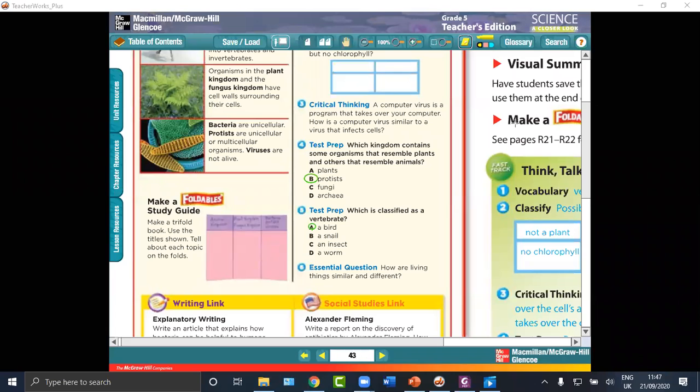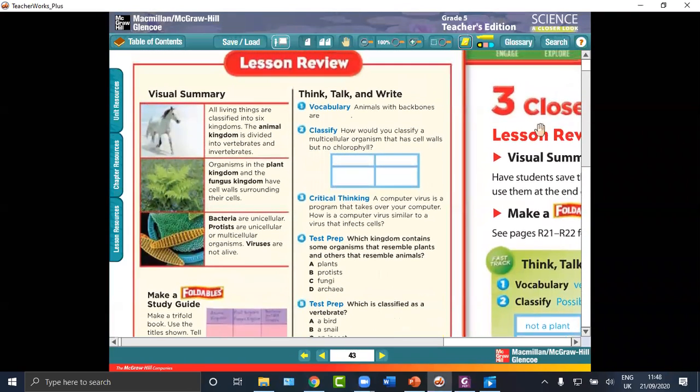Now we have finished our lessons. In the next lesson we will move to lesson 3. All living things are classified into 6 kingdoms. We talk about this point. The animal kingdom is divided into vertebrate and invertebrate. Organisms in the plant kingdom and the fungus kingdom have cell walls surrounding their cells.